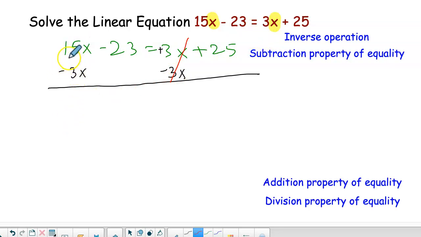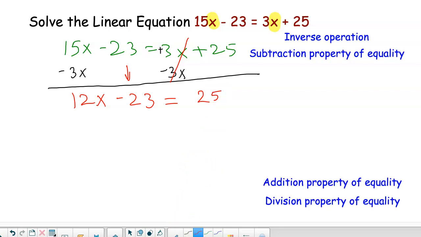And now what do you have? 5x minus 3x. So from 5x's, we have to take away 3x's. Just like $5 minus $3, you'll get $2. Same thing, from 5, take away 3. That is 2. How much? 2 x's. Like 5 x's, 3 x's gone, remaining 2 x's. And you also have minus 23 remaining on the left hand side. On the right hand side, you cancel this 3x, only 25 is remaining, right?